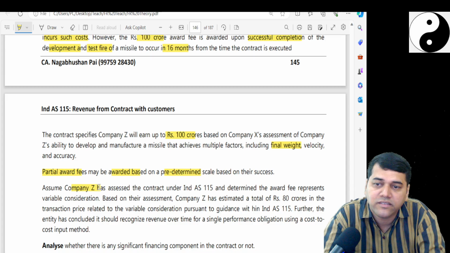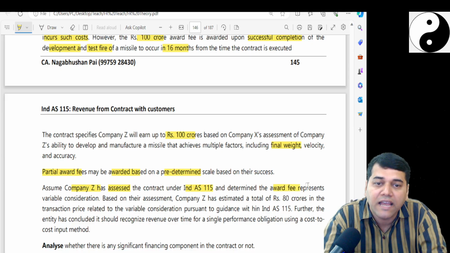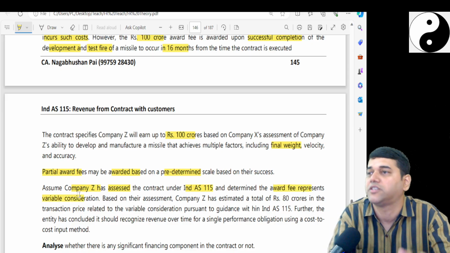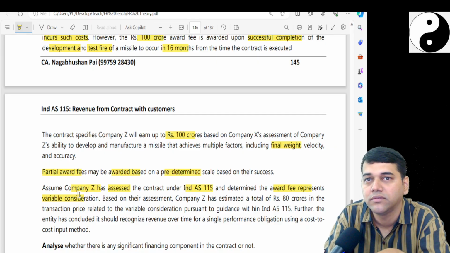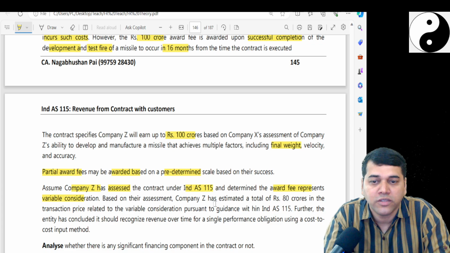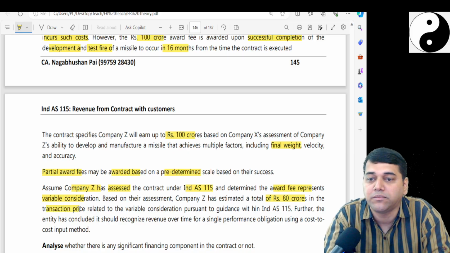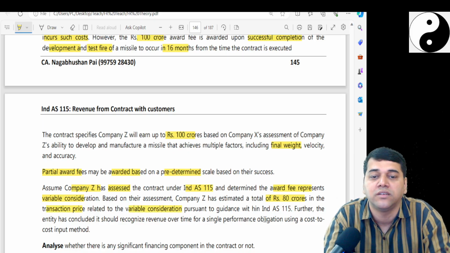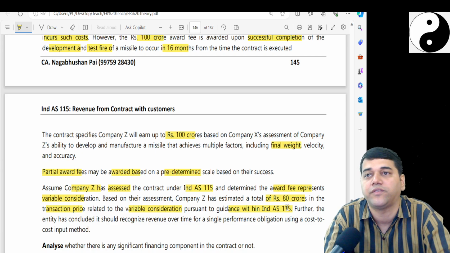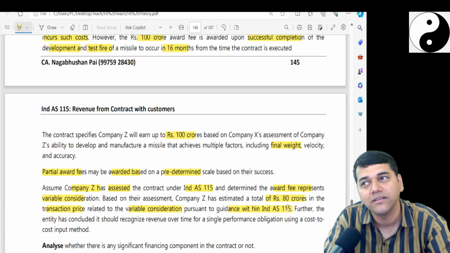Assume company Z assessed the contract under 115, because you need to assess why variable consideration is there, and determined the award fees represent variable consideration. Do they need to tell you? No, while reading only you understood it. Based on their assessment, they estimated 80 crores in the transaction price related to the variable consideration pursuant to the guidance of 115. You will get it only at the end, but can you include it today?